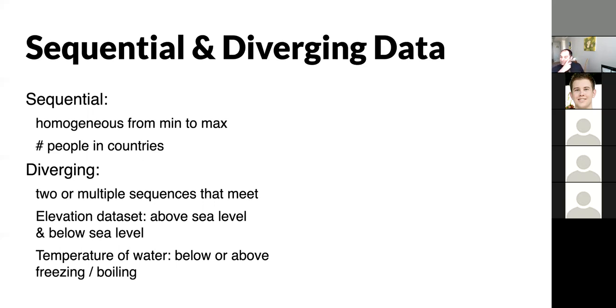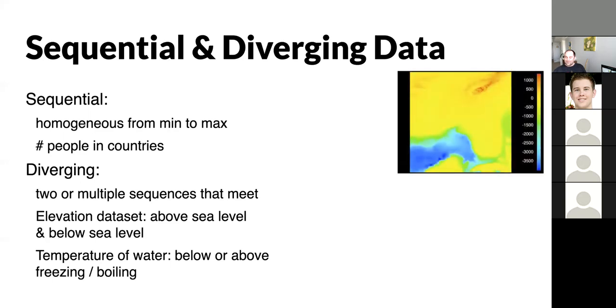So one other important distinction here is sequential versus diverging data. Sequential data is essentially homogeneous from a minimum to a maximum. It would be something like the number of people in the country. A diverging data set would be where I have two or multiple sequences that meet. The typical example for that would be an elevation data set, with elevation above sea level and elevation below sea level. Or the temperature of water, which could be below or above freezing or boiling. So these could be meaningful diverging color scales.